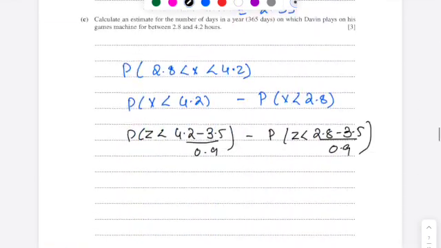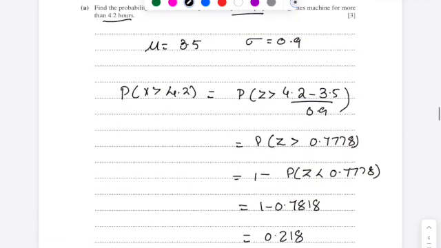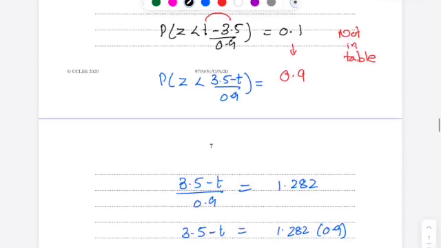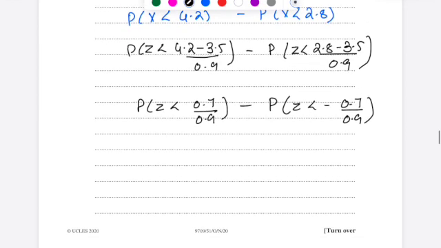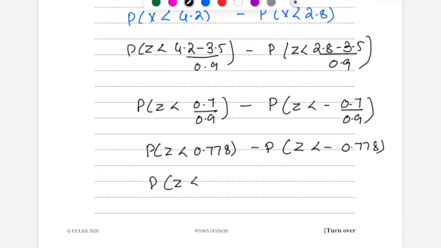We have done less than 4.2 already, greater than 4.2 we have done, so we can still try it out, it does not matter. So probability of z less than 0.7 divided by 0.9 minus probability of z less than minus 0.7 divided by 0.9. So 0.7 divided by 0.9 is 0.777. Probability of z less than 0.778 minus probability of z less than minus 0.778. So probability of z less than 0.778 minus (1 minus probability of z less than 0.778).